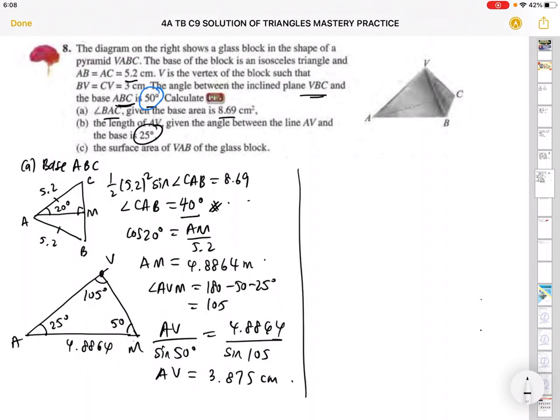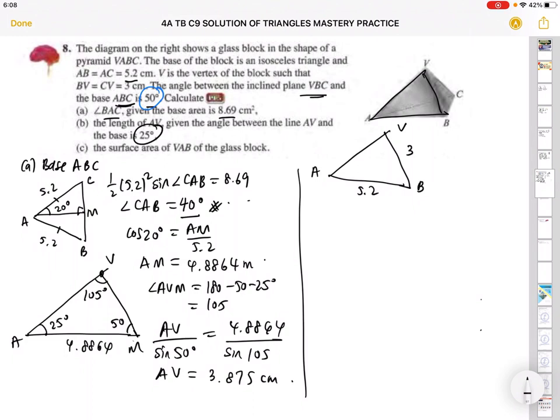Now, next one. Find the surface area of VAB. Now, VAB is this side, the slanting surface, but to find that, I need to know the length of, I got AV already, I got AB already, I got VB, oh, I got all three. So this is a slanting surface. It looks like this, A, V, B. VB is 3, AB is 5.2, is also given, right? And AV I've already got from here, 3.875.